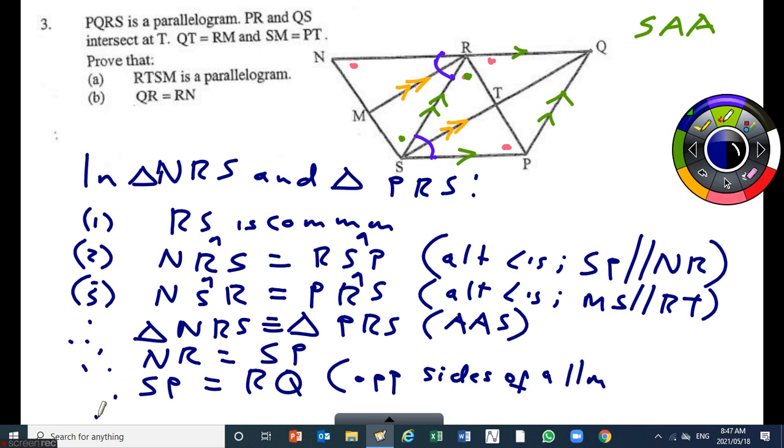Therefore, I'm sure you can see here that we have SP here, we also have SP there. I hope you can see that. The SP is appearing in both statements. Therefore, we can say, therefore, QR is equal to RN. QR is equal to RN.